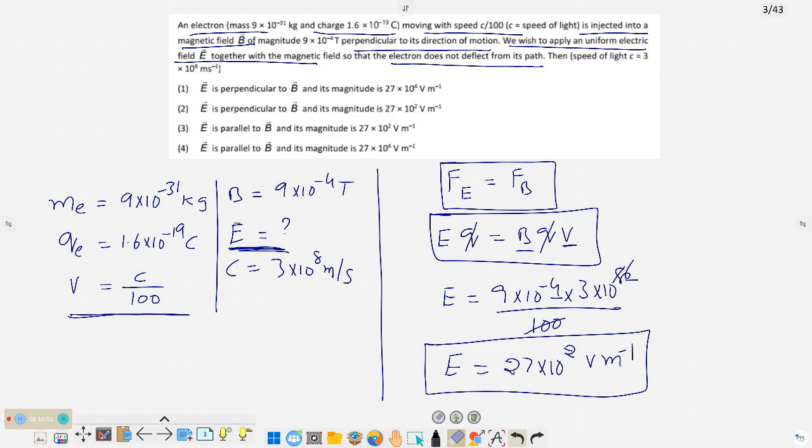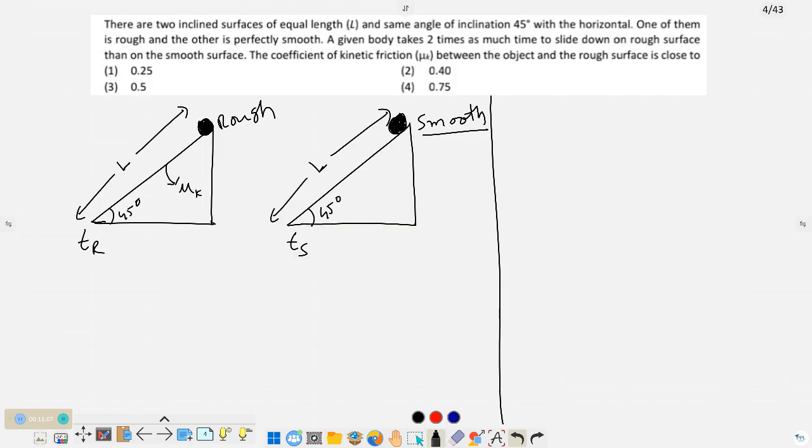The condition for not deflecting is that the electric field and magnetic field must be perpendicular to each other. So the electric field is perpendicular to B, and the magnitude is 27 into 10 square volt per meter, which is the answer for this question. The next question is in mechanics.